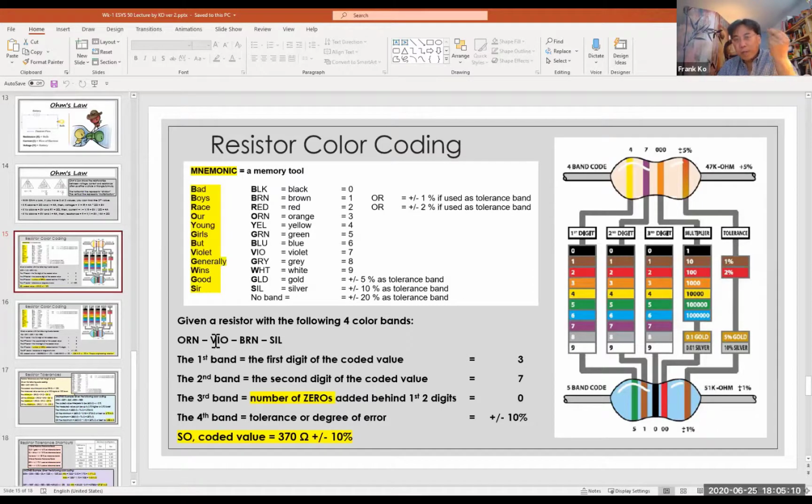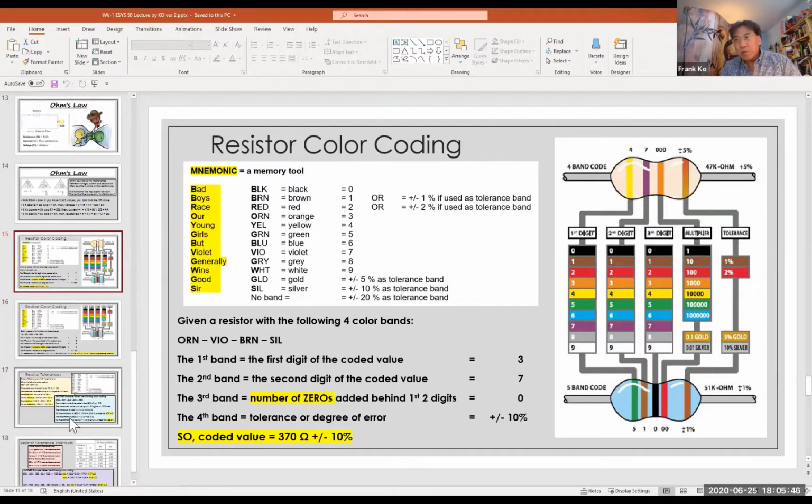Orange is 3, violet is 7, brown being the third band tells you the number of zeros, and I highlighted that in yellow, number of zeros. So 3, 7 followed by a single 0 is 370 ohms. And then you look at the tolerance, and tolerance means what? Tolerance means degree or margin of error. When they go to make these resistors, they make them like baking a cake. And sometimes the mix has a little more of this, a little less of that. And so there is going to be some margin of error. In this case, silver indicates plus or minus 10%. The coded value is shown.